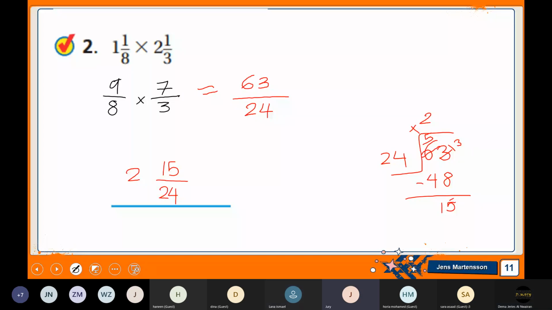Yes, teacher. Here, 15 over 24. Can you simplify it more? Yes, by dividing it by 3. So 15 divided by 3 equals 5, and 24 divided by 3 equals 8. So the answer will be 2 and 5 over 8.